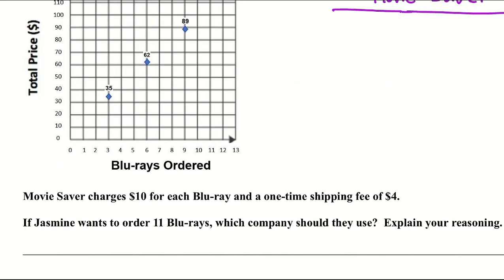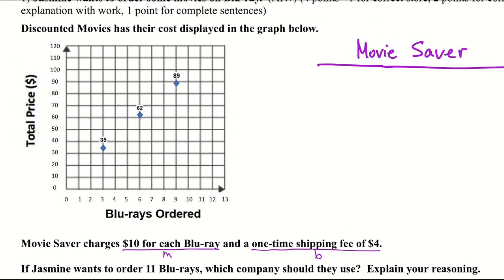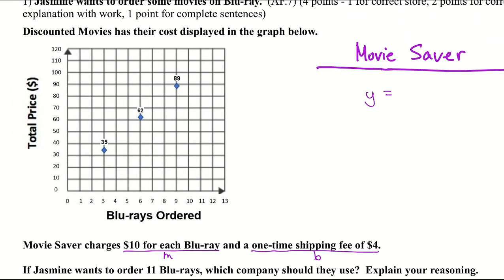So it says it charges $10 for each Blu-ray. That's going to be your slope because it's going to be $10 for one, $10 more for two, $10 more for three. The one-time shipping fee of $4 is going to be your y-intercept. That's your starting value. It does not matter how many Blu-rays you are going to be charged with. So if we want to make an equation with this, we're going to go y equals mx plus b. And then I'm going to substitute my numbers in. So $10 for each Blu-ray plus the $4 shipping fee.